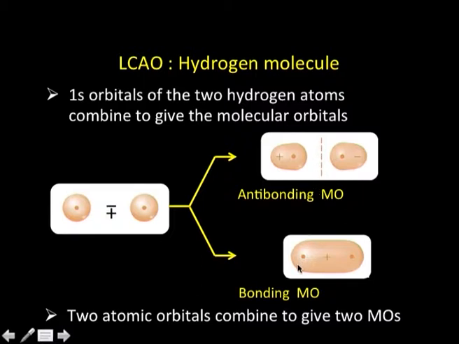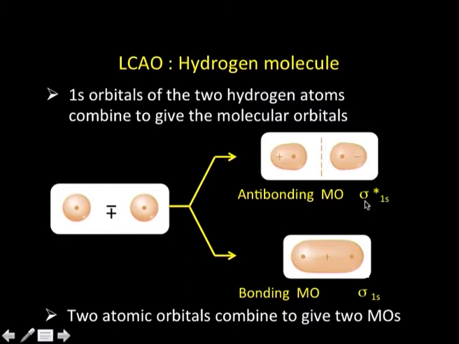Going further, this orbital is given a symbol sigma 1s. Sigma stands for, this is a type of bonding, it is called a sigma bond. Sigma bond will be formed when the two atomic orbitals are combining along the internuclear axis. So, that will be a sigma bond over there. So, this also is obtained in the same fashion.